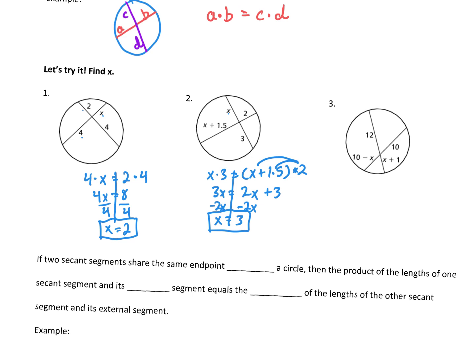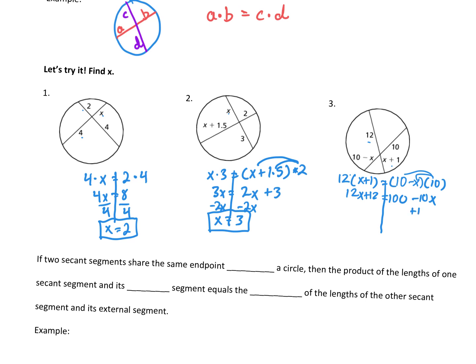Next one, 12 and x plus 1. So we can say 12 times x plus 1 must equal 10 minus x times 10. Put that in parentheses too. So then 12 gets distributed. So this is 12x plus 12. This 10 distributes. So that is 100 minus 10x.